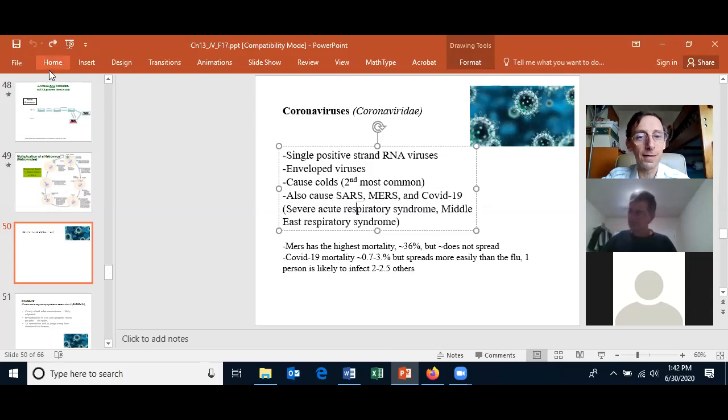MERS is a virus which is very lethal. About 36% of the humans who get it die. Fortunately, MERS doesn't spread person to person, and it generally comes only from people who are around camels, and you have to be around the camel for a lengthy time before you become infected with MERS.